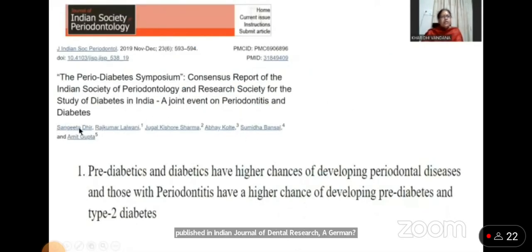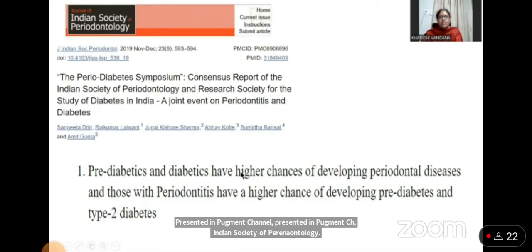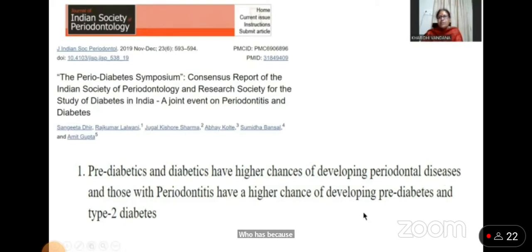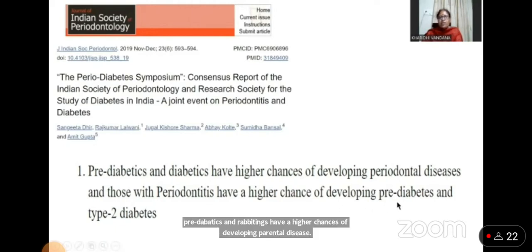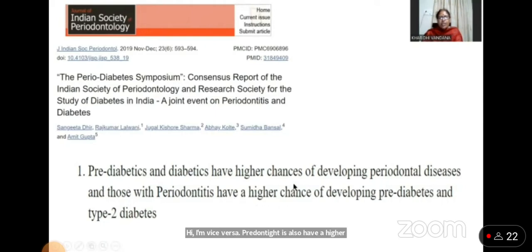Now, another study by Sangeeta Veer, a consensus report actually, presented in a PubMed journal, the Journal of Indian Society of Periodontology, has suggested that pre-diabetics and diabetics have a higher chance of developing periodontal disease, and vice versa. Periodontitis patients also have a higher chance of developing pre-diabetes and type 2 diabetes. To prove or further confirm this, we need very long-term studies, and that is the need of the hour.